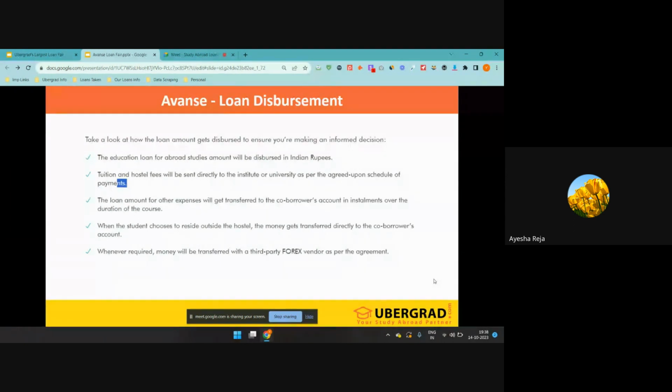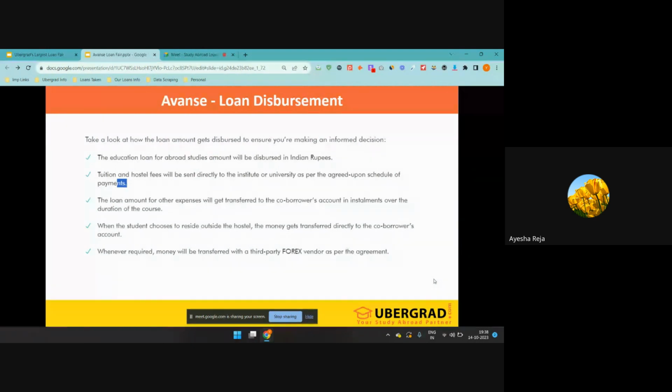The education loan approach is, we will disburse in Indian rupees only, okay. First of all, the living expenses we will give into the student account. Once the student has gone to the USA, after that the college fee will be disbursed into the student's USA account, so the student can pay the fee to the university. Tuition and hostel fee will be sent directly to the university also. The loan amount for the expenses will get transferred to the co-borrower account system, the loan amount which we have disbursed to the student.